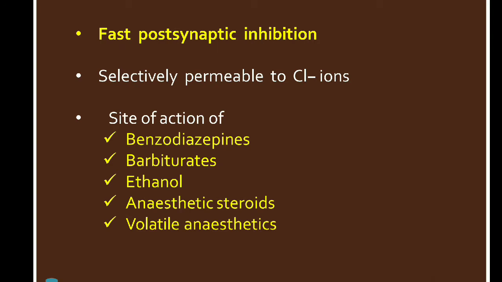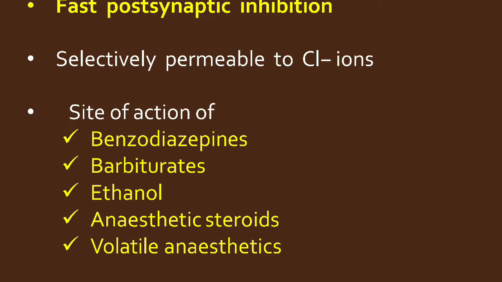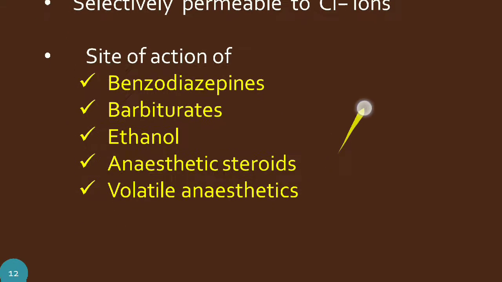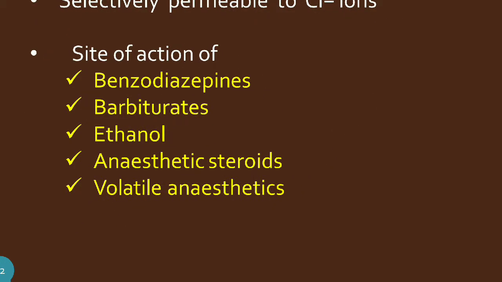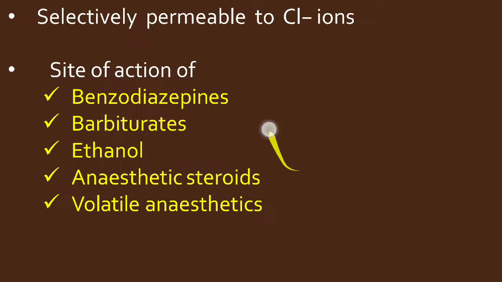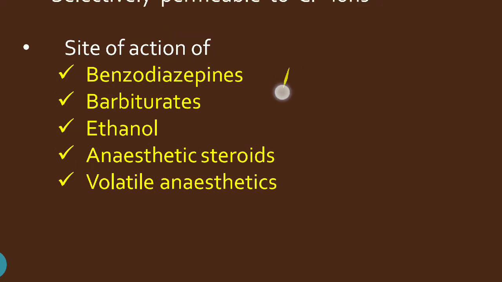Next, the site of action. There are some drugs which come under the GABA A receptor. The sites of action in GABA A: benzodiazepines and barbiturates, ethanol, anesthetics, steroids, volatile anesthetics. These are the sites of action which are very responsible for this.